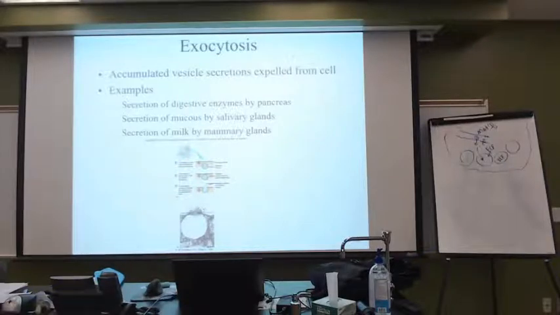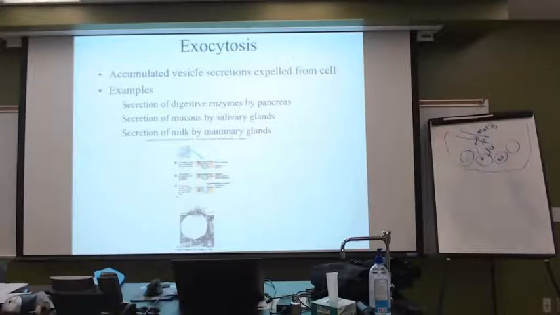For example, digestive enzymes by the pancreas. The pancreas is rather busy. We tend to associate it with insulin because of diabetes, but we also have the other job of the pancreas that does digestive enzymes to help us break down our foodstuffs. So, in order for it to get its product out of the cell, it has to move that product towards the plasma membrane and get it out of the cell.